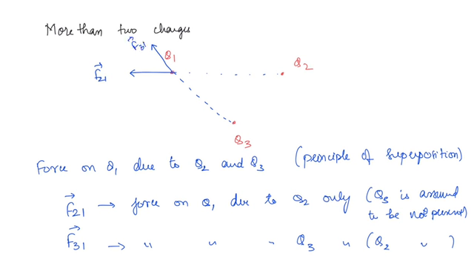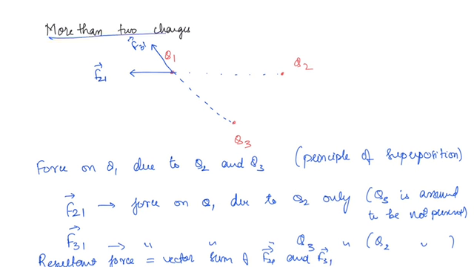Once you find out these two forces, the resultant force is going to simply be the vector addition of both these forces. The vector sum of F21 bar and F31 bar. So that is how you will apply Coulomb's law when there are more than two charges present.